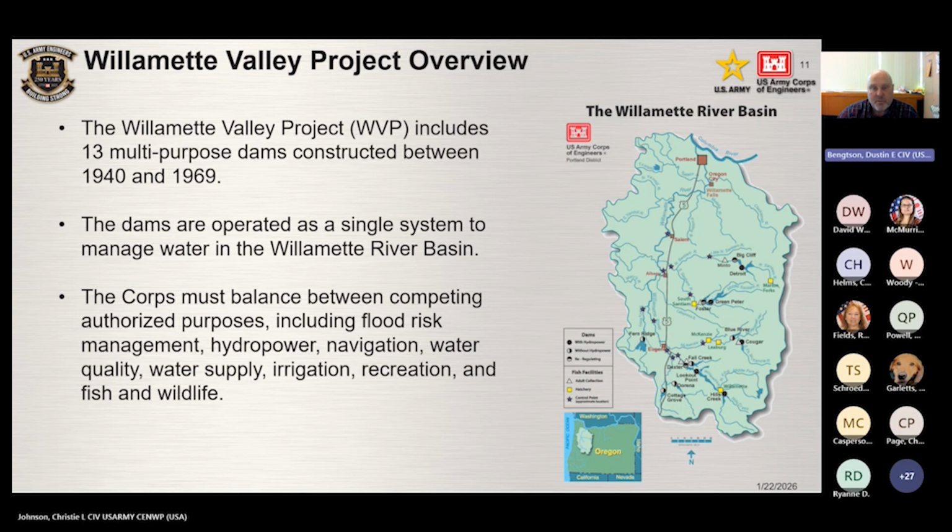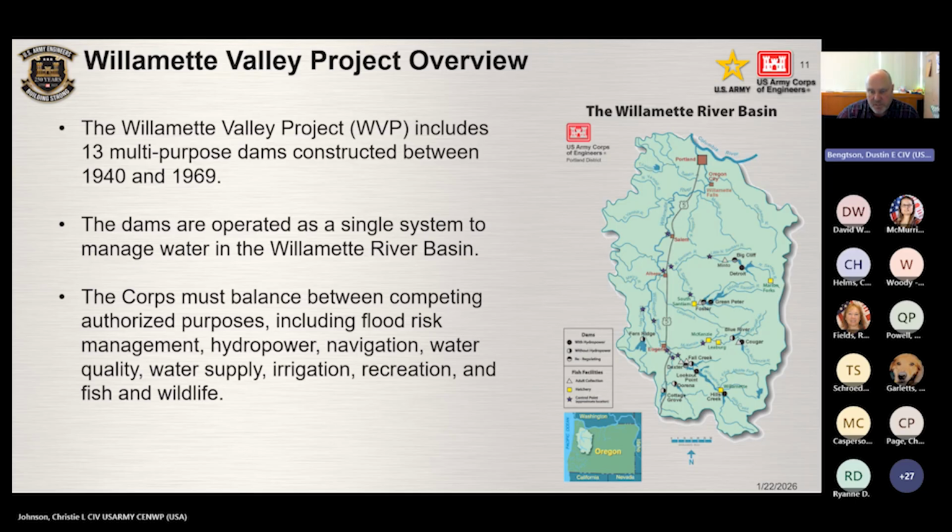We have a navigation authority on the books, and although commercial navigation did not materialize on the Willamette in the way that it was originally envisioned, we do use some of that capacity for flow augmentation to improve water quality and conditions for fish and wildlife downstream. We also have authorities for water supply and irrigation. So as population grows, as demands on the system change and increase, there is the capacity to use that water for those benefits. And certainly there's an aspect and plans envisioning that use for the future.